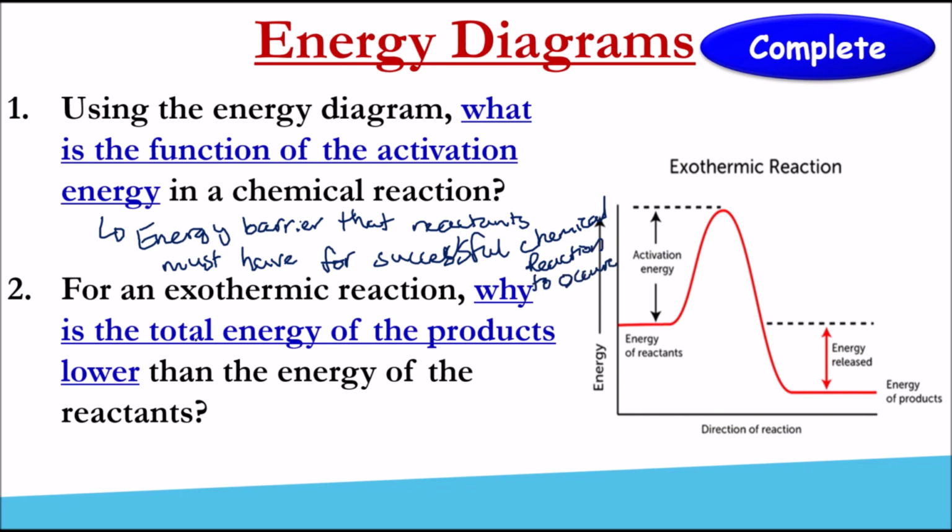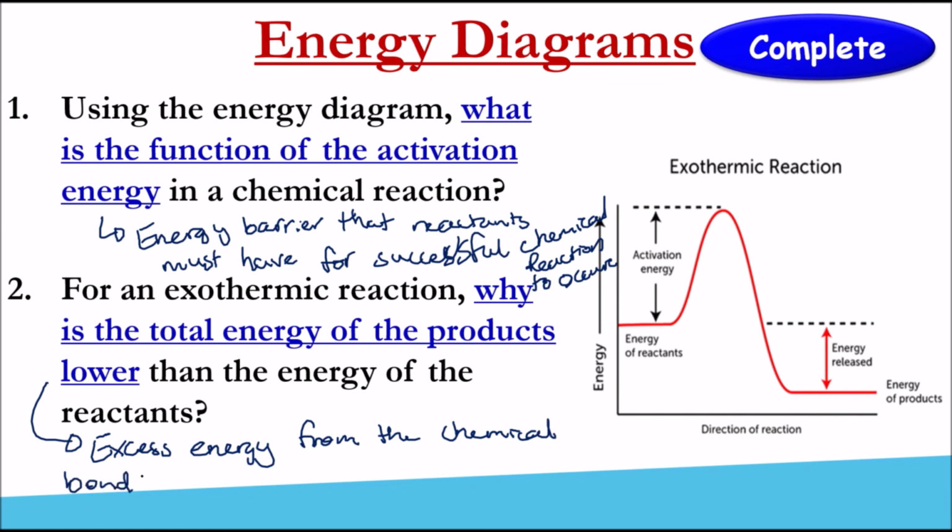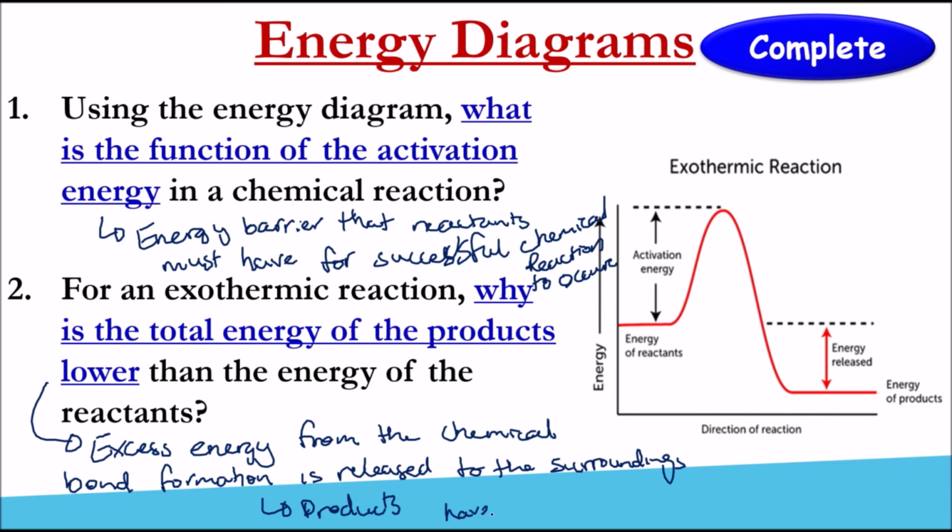For an exothermic reaction, why is the total energy of the product lower than the energy of the reactants? The reason for that is because excess energy from the chemical bond formation is released to the surroundings. That's also to say that our products have stronger chemical bonds.